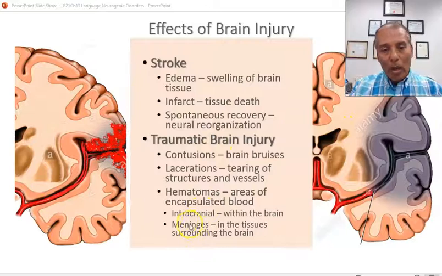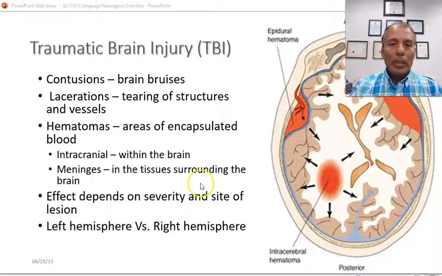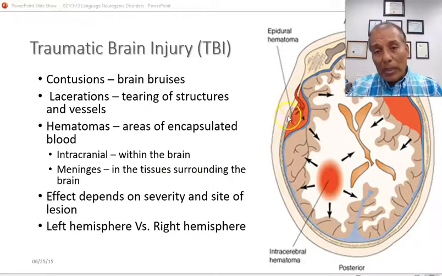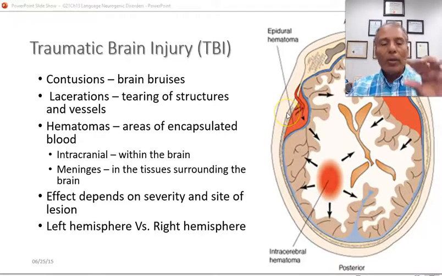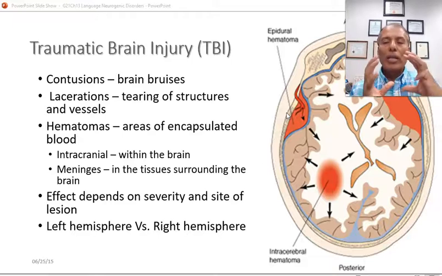Also there are intracranial hematomas, which means I'm going to explain here. Here's the cranium, which is the bone, and underneath the cranium there are three major layers of protective tissue that surround the brain structures.